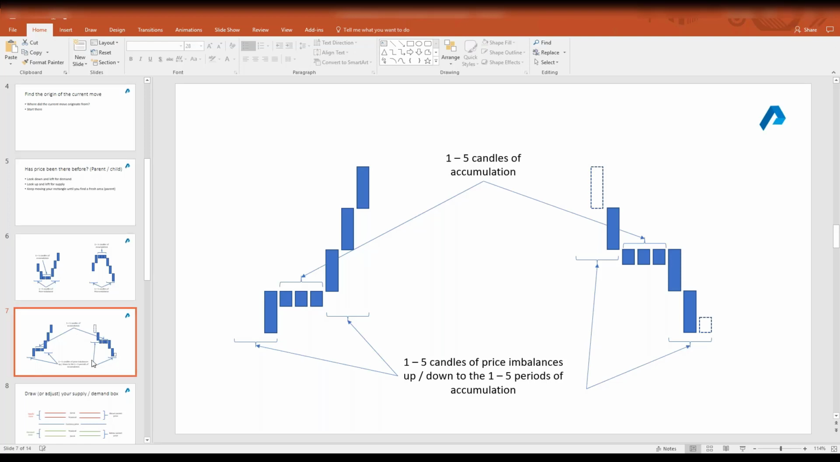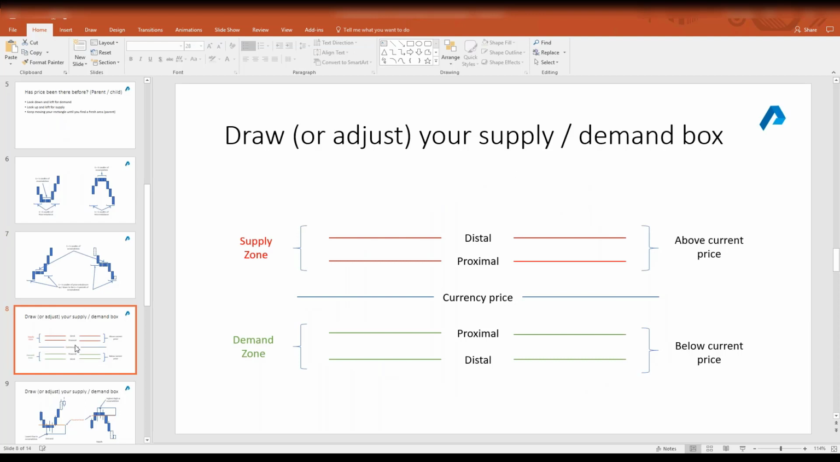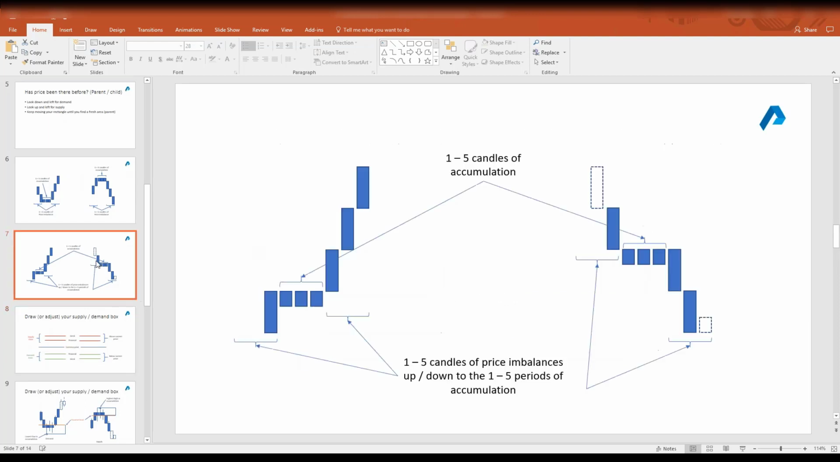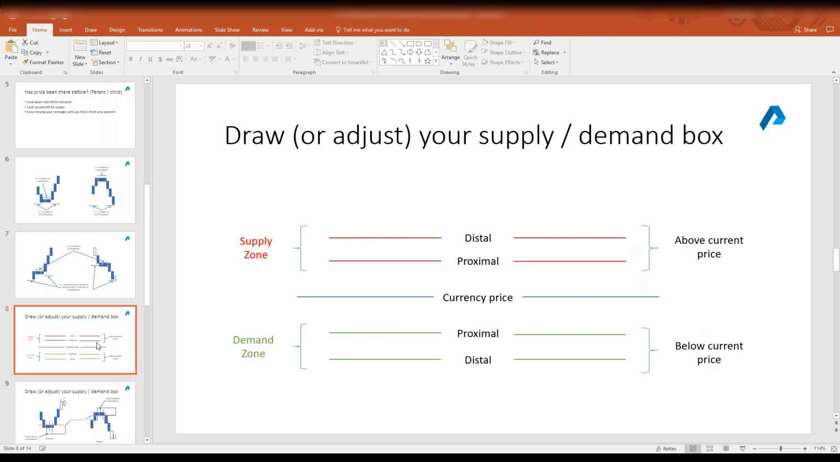So if we have a look at this little graphic here, for drawing these areas, it's pretty simple, and the new version of the indicator is drawing them correctly. But just to show you what we're looking for, I Googled, and these are the terms being used within the supply and demand community: you have the proximal level and the distal level. So you have current price. The proximal level is the bottom of supply, and the distal is the highest high in the area of supply. In contrast to demand, where we have proximal, which is the top of the area of accumulation, the bodies of accumulation, and the distal is the lowest low in that area of demand.